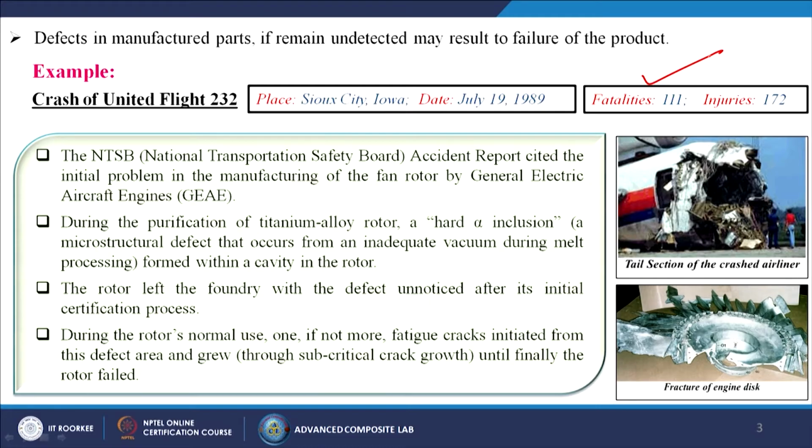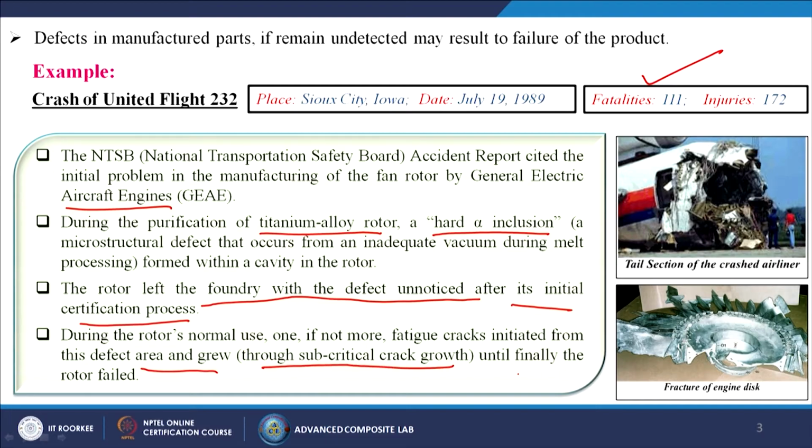The NTSB, National Transportation Safety Board, accident report cited the initial problem in the manufacturing of the fan rotor by General Electric aircraft engines. During the purification of the titanium alloy rotor, a hard alpha inclusion, a microstructural defect that occurs from an inadequate vacuum during melt processing, formed within a cavity in the rotor itself. The rotor left the foundry with the defect unnoticed after its initial certification process. During the rotor's normal use, one if not more fatigue cracks initiated from the defect area and grew through subcritical crack growth until finally the rotor failed.